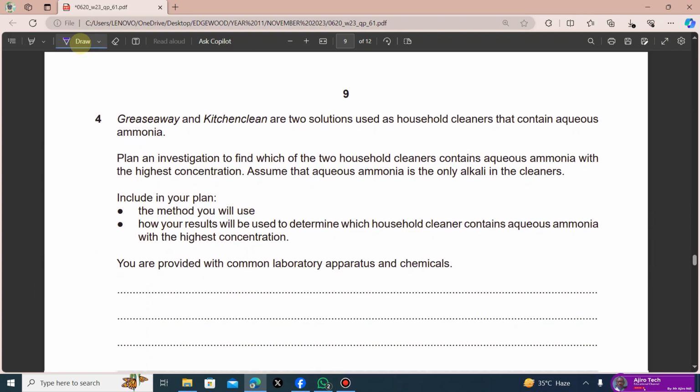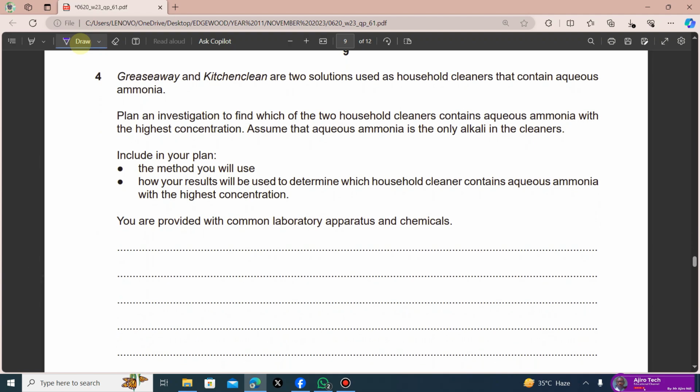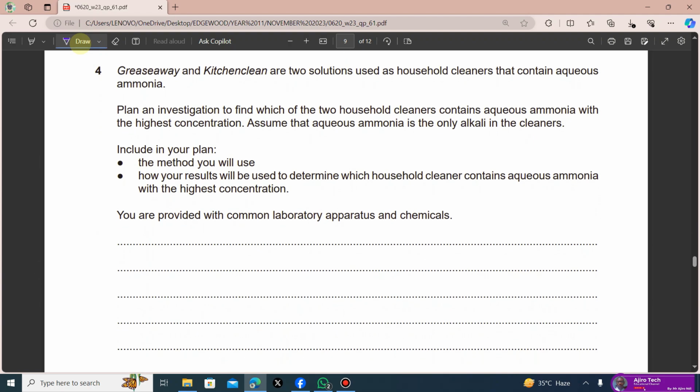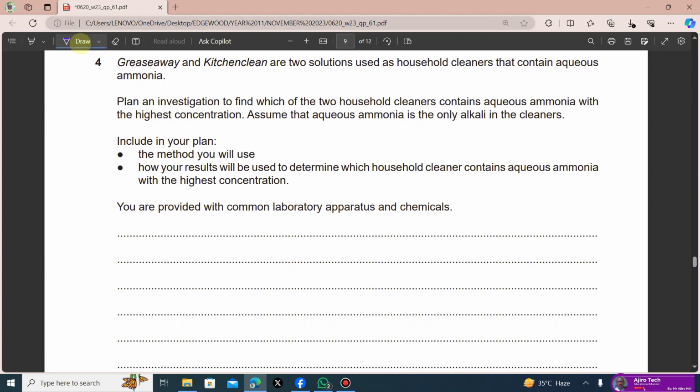So go to the last question for this particular paper. Grease Away and Kitchen Clean are 2 solutions used as household cleaners that contain aqueous ammonia. You are expected to plan an investigation to find which of the 2 household cleaners contains aqueous ammonia with the highest concentration. Assume that aqueous ammonia is the only alkali in the cleaners. In your plan, include the method you will use, and how your results will be used to determine which household cleaner contains aqueous ammonia with the highest concentration. You are provided with common laboratory apparatus and chemicals.